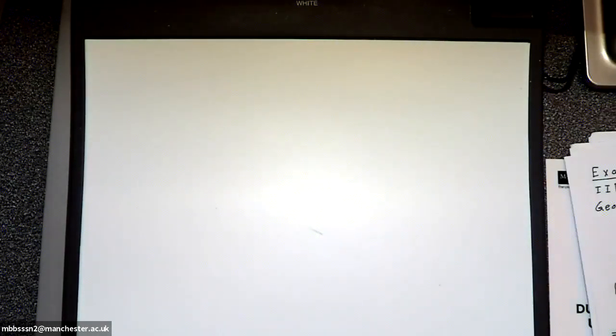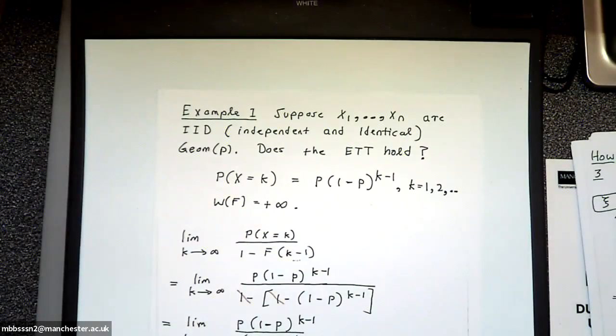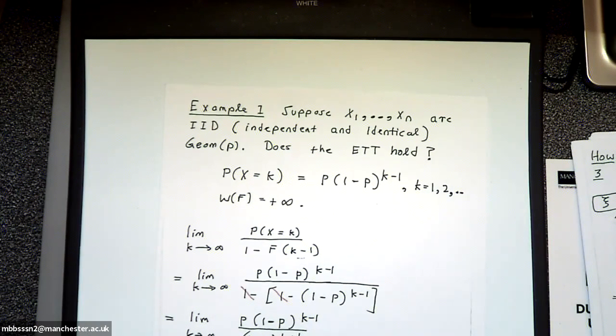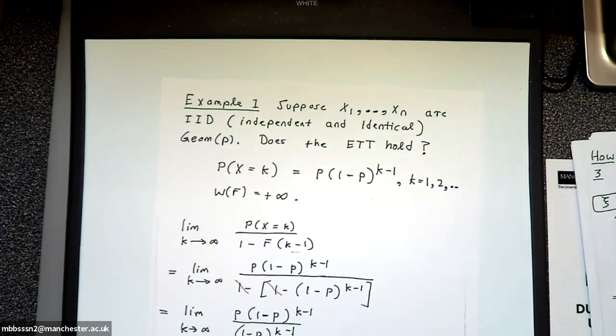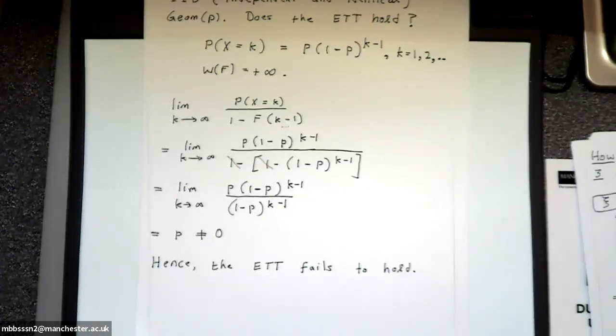Okay. All right, guys. So I did some examples on those. I hope you looked, this is example 1 on the use of the condition where it turns out that the limit is not 0. So the ETT fails to hold, right?